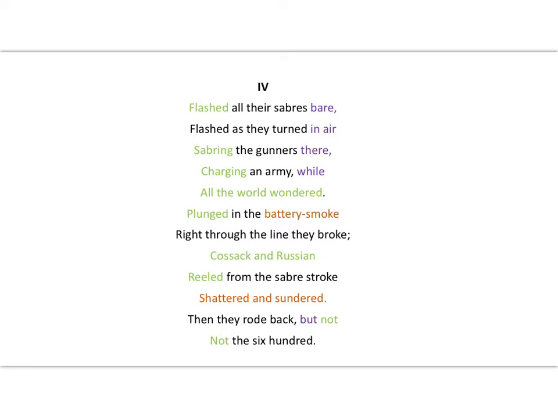Okay, if we look at the fourth stanza now. Flashed all their sabres bare, flashed as they turned in air, sabring the gunners there, charging an army, while all the world wondered. Plunged in the battery smoke, right through the line they broke. Cossack and Russian reeled from sabre stroke, shattered and sundered. Then they rode back, but not the 600.